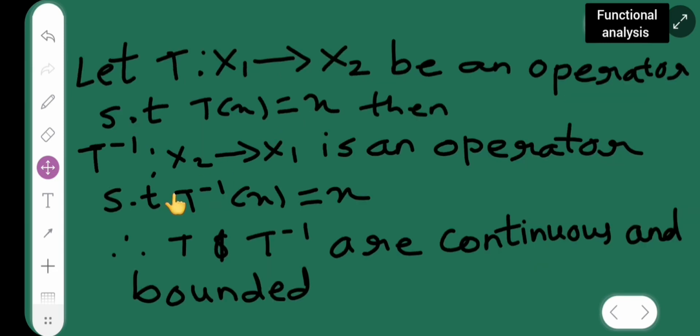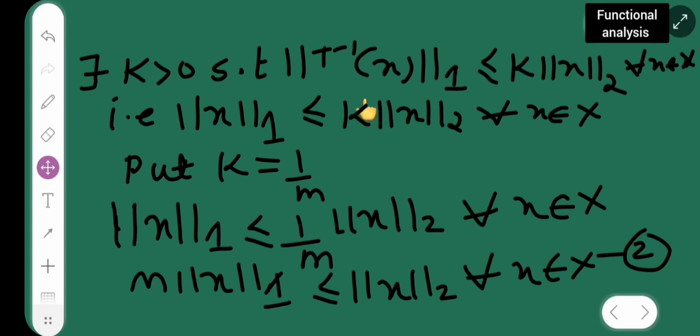T inverse of x is equal to x. Which I have put here: norm of x1 is less than or equal to k times norm of x2 for all x belonging to X. Then put k equal to 1 upon m. So plug in 1 upon m wherever there is k: norm of x1 is less than or equal to 1 upon m norm of x2 for all x belonging to X.